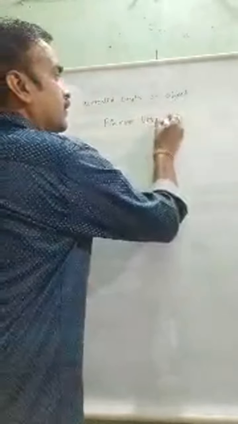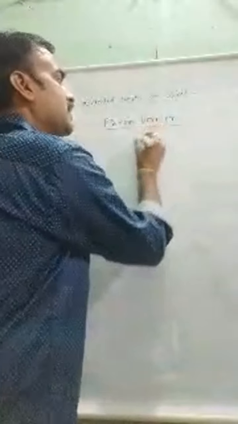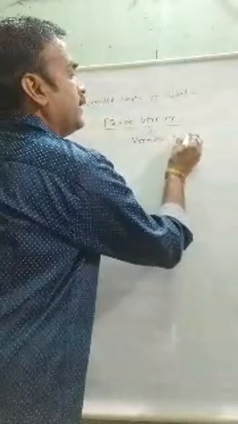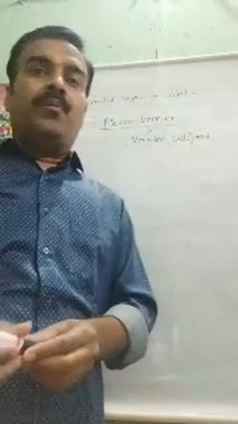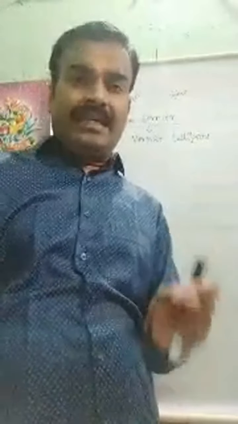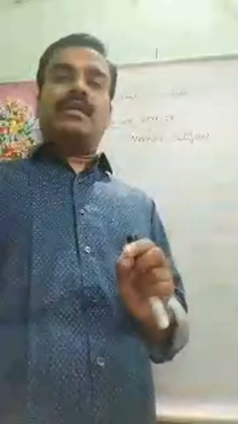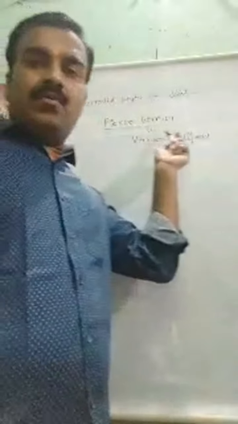Pierre Vernier. And from his name the instrument name has become Vernier Calipers. That means by the use of Vernier calipers we can find out the corrected length of any object. If we want to find the corrected length of any object, then we have to use the Vernier calipers, and it was invented by Pierre Vernier.